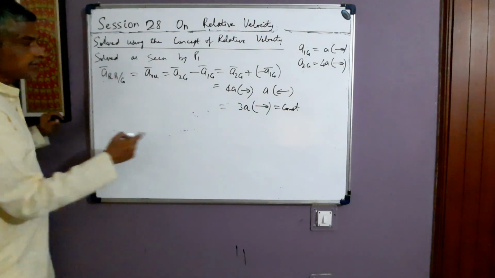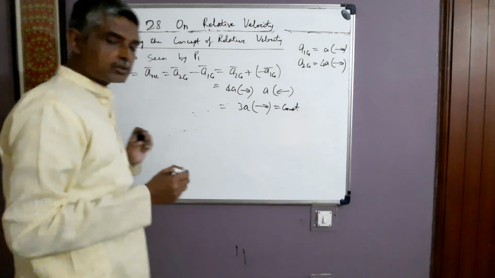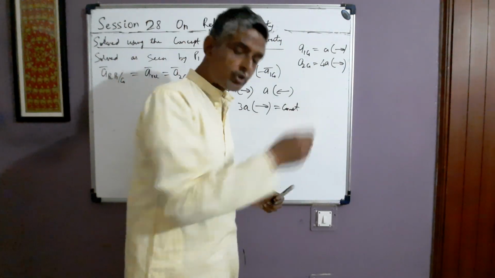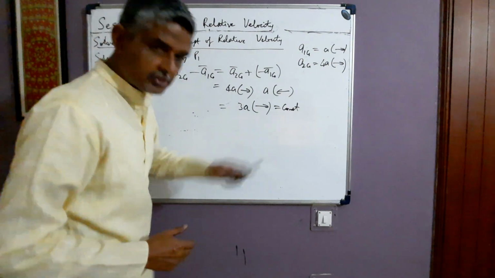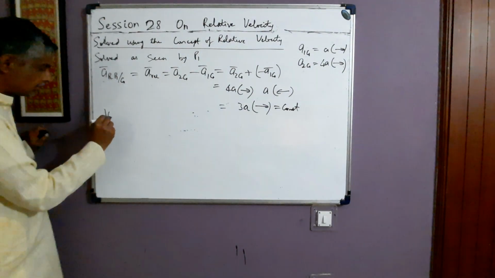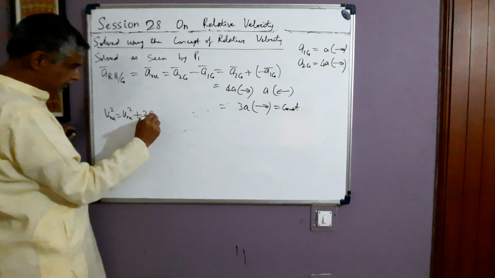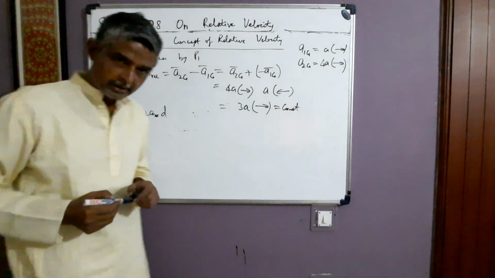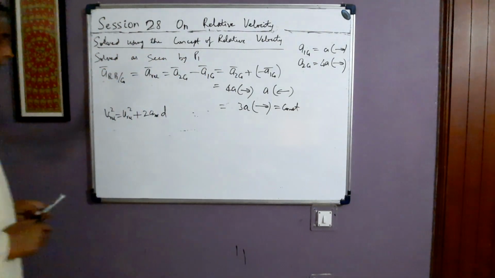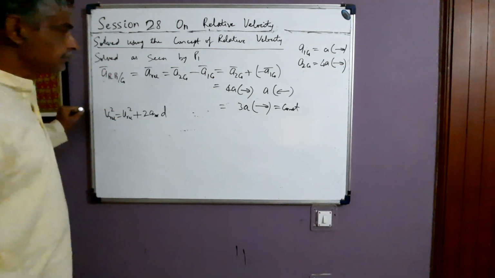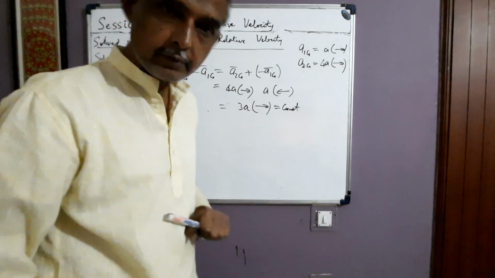Since this is constant, we can apply the formula for straight line motion. With respect to P1, P2 is moving along the straight line joining these 2 points, and a relative is constant. So we can apply the formula v relative squared equals u relative squared plus 2 a relative times d. Now we have to take up all the 3 cases one by one separately. This is common to all of A, B, C.